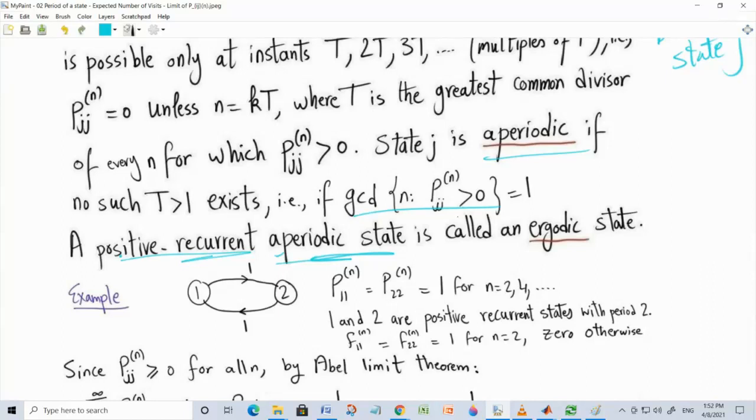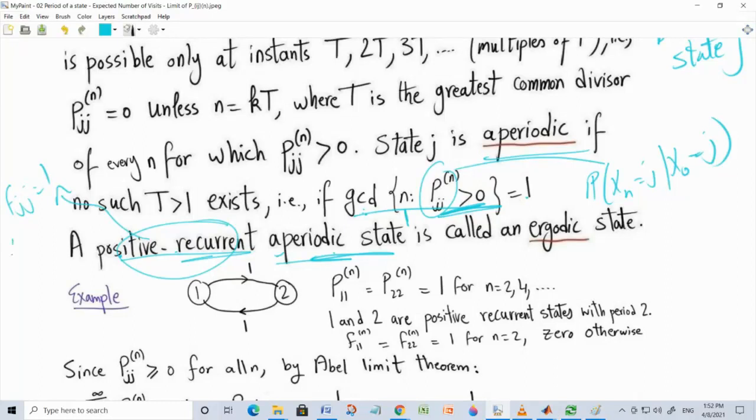Aperiodicity means that you compute this p_jj(n), the probability that X_n is equal to j given that X_0 is equal to j. You compute all time instants for which this is strictly positive, and then you compute the GCD. If you end up with the GCD being equal to 1, then your state is aperiodic. And if the state is also positive recurrent, remember that this means f_jj is equal to 1 and mu_jj is strictly less than infinity, then the state is called an ergodic state.